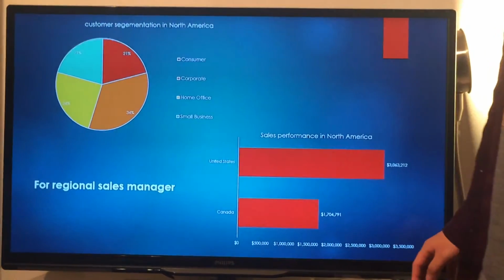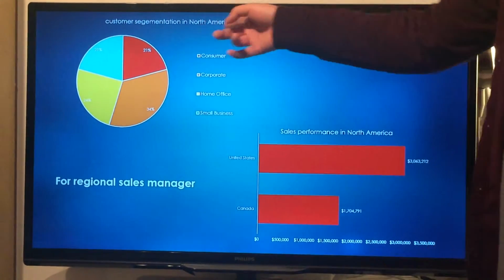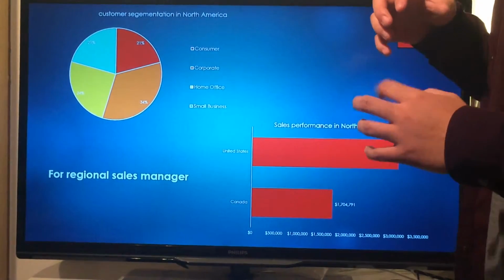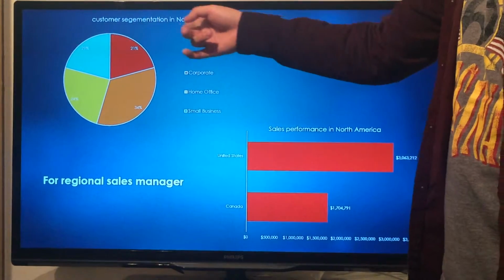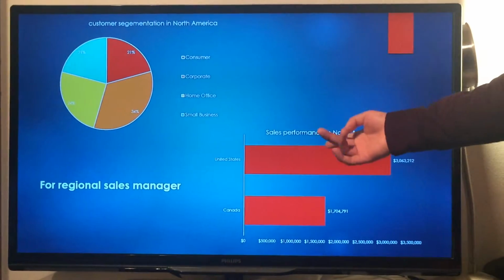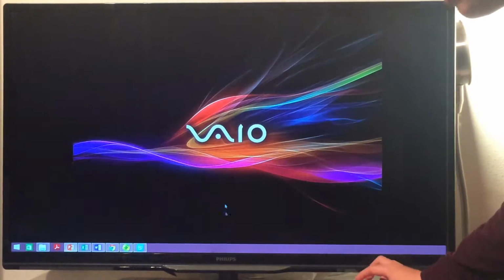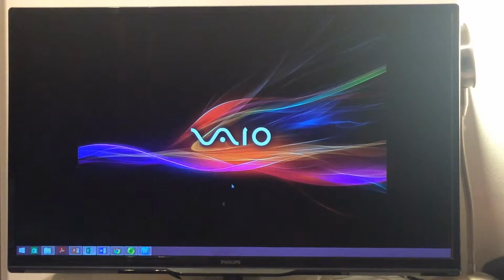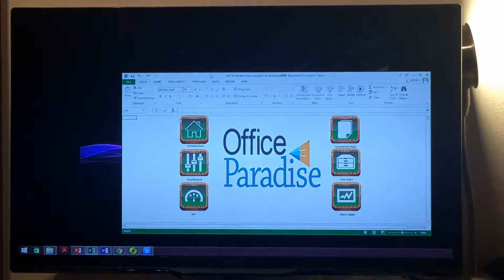And this one is for the regional sales manager. Here is the customer segmentation in North America, because I designed this dashboard only for the North America region. So yeah, this is the customer segmentation in North America, and this is the sales performance in North America. And actually, I would like to show you the DSS, the Excel dashboard for a second. I will just explain how you're gonna use this.